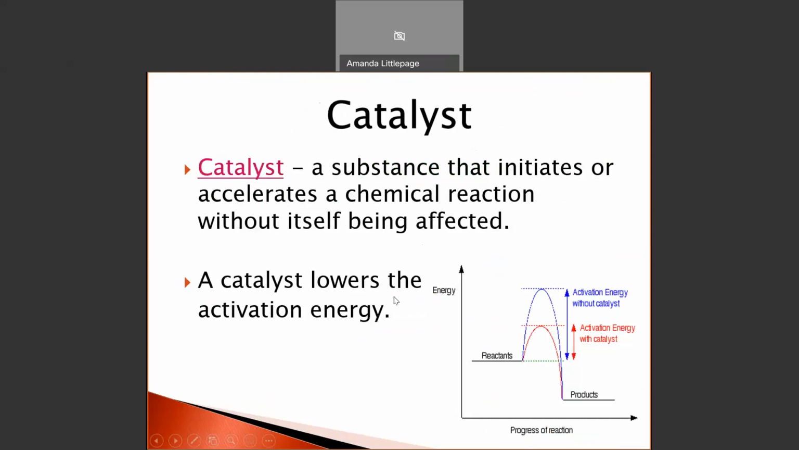Another way to change the reaction rate is through the addition of a catalyst. A catalyst is some type of substance that initiates or accelerates a chemical reaction without it being affected. A catalyst works by lowering the activation energy. In biological organisms, catalysts are typically referred to as enzymes. So they make things happen faster and more efficiently.